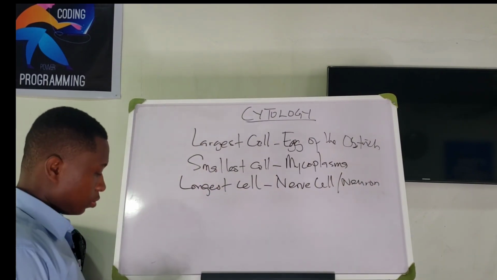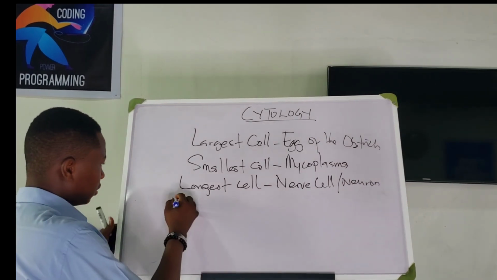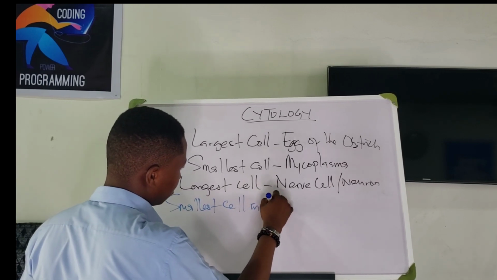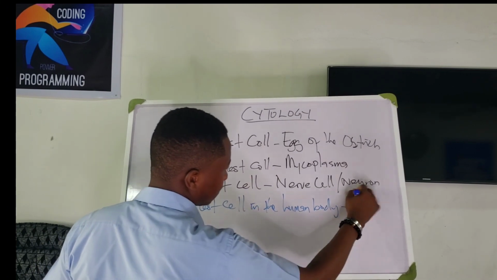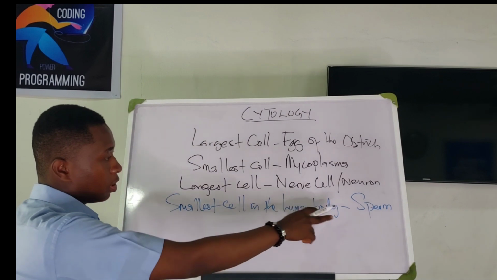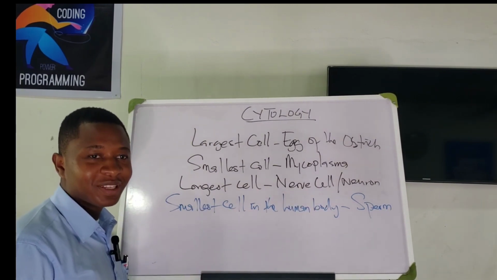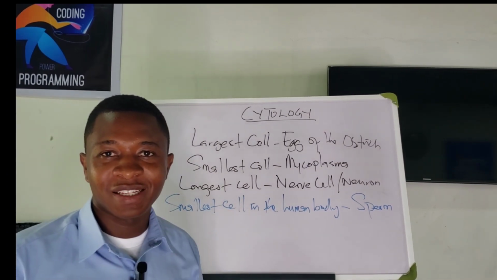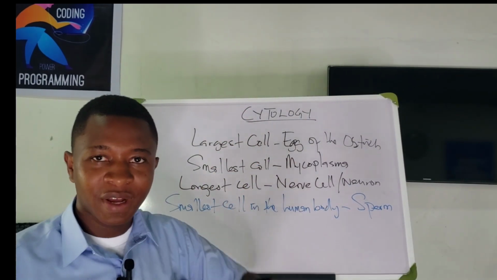We also have the smallest cell in the human body, which is the sperm cell. The sperm cells are the smallest cells in the human body. These are the fun facts for this class, and I hope you have them at your fingertips. In our next class, I'm going to be looking at the structures of the cell.